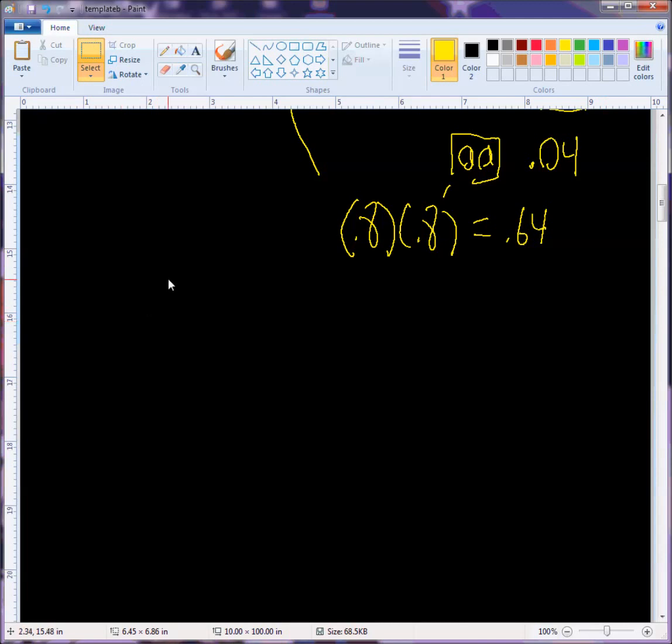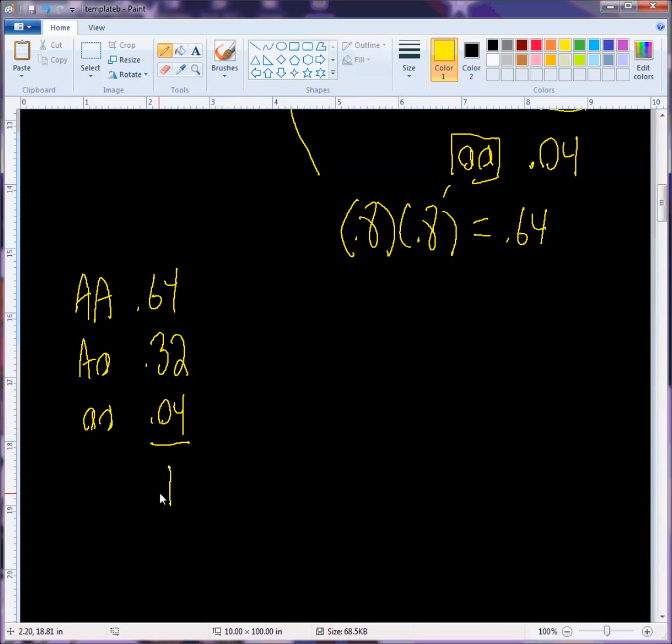Okay, so we know the genotype frequencies of all these in our population. So AA, homozygous dominant, is 0.64. Heterozygous is 0.32 or 32%. Homozygous recessive is 0.04, and we know these should add up to 1, and they do. They add up to 1.